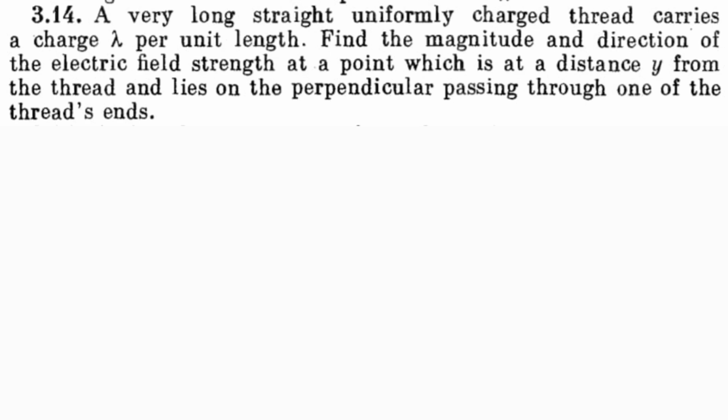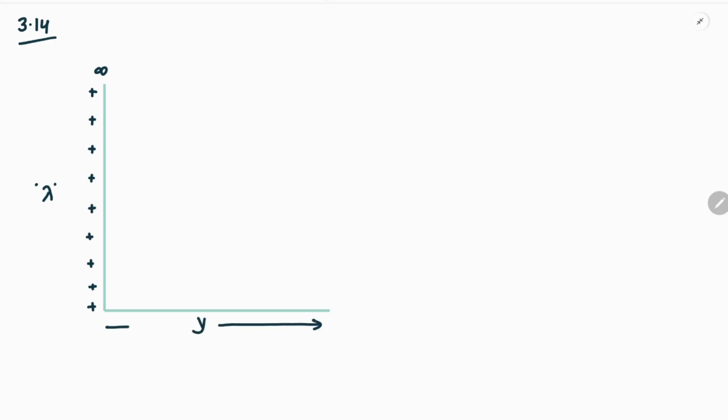So if we start this problem, the first thing that we need to understand is the diagrammatic aspect of the problem. This is what the problem is talking about. We have a large thread of charge. It extends up to infinity. It has a charge spread uniformly over it, which is referred to as lambda. And through one of its ends, at a distance y, we are asked to calculate the value of the electric field.